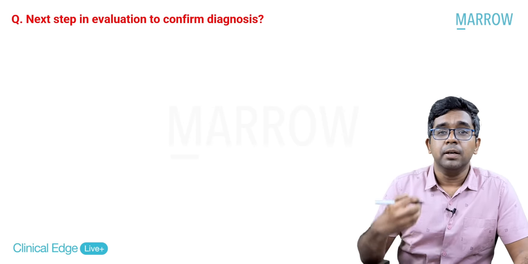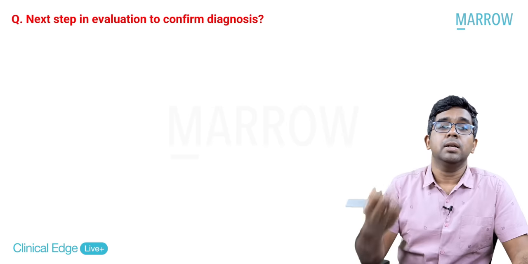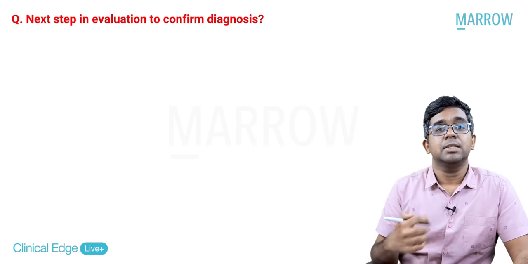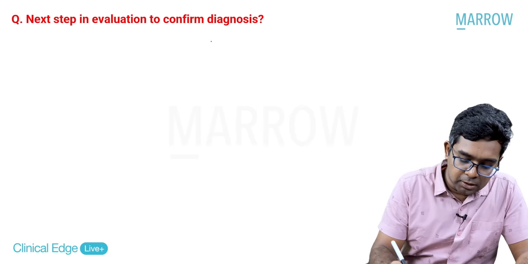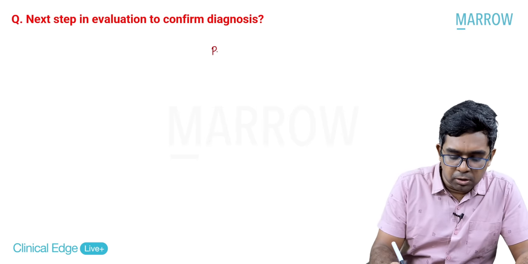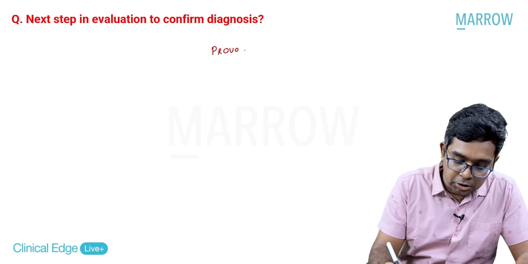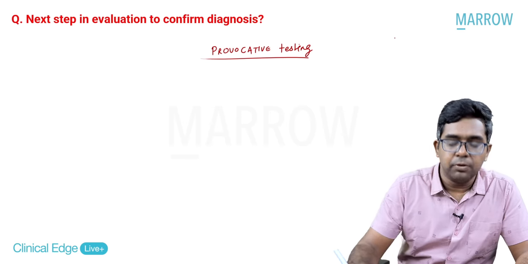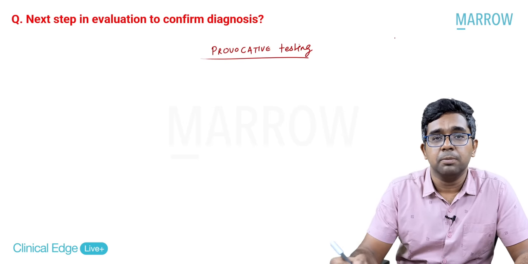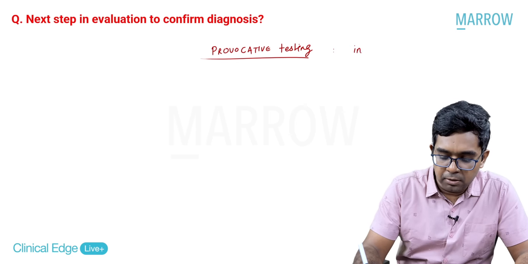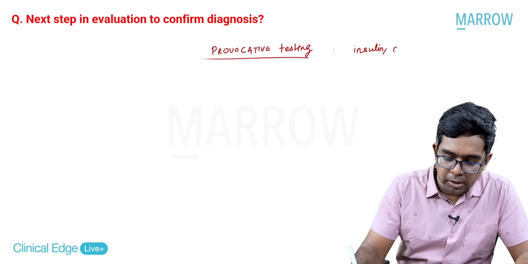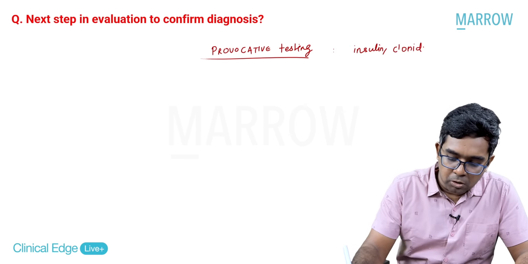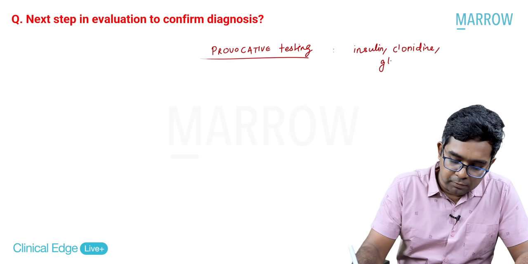So, what you have to do? First, I have to provoke or stimulate the growth hormone and then test its levels. This is what we call provocative testing or stimulation testing. And for this provocative testing, you have to use some agents. What are the agents which can be used? This includes insulin, clonidine, or glucagon. Any one of these I will be using.